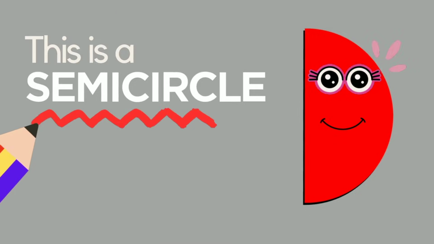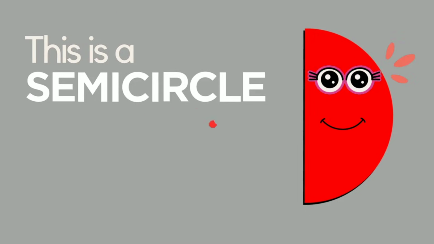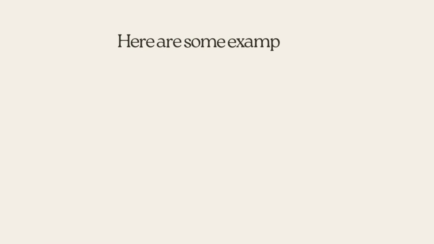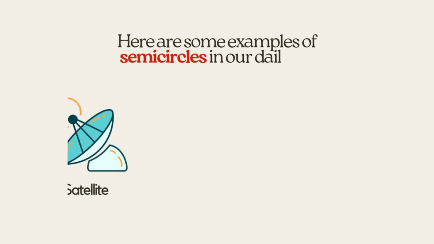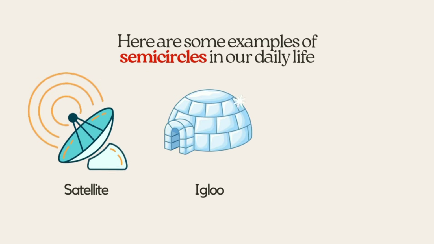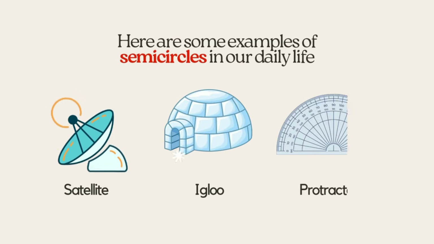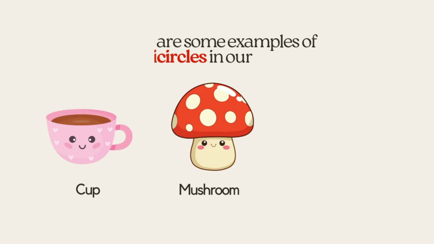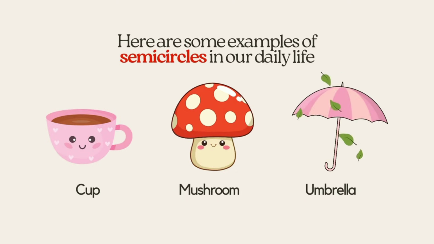This is a semicircle. A semicircle is half of a circle. Here are some examples of semicircles in our daily life. A satellite. An igloo. A protractor. A cup. A mushroom. An umbrella.